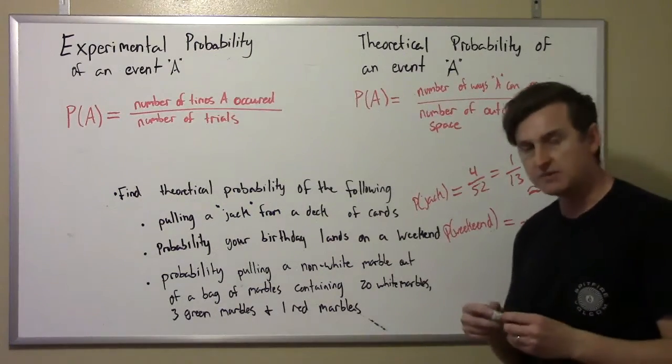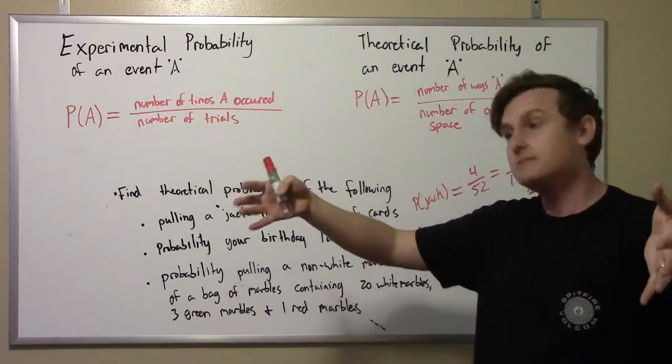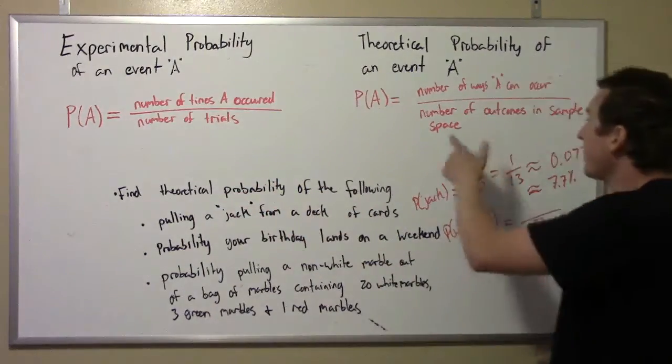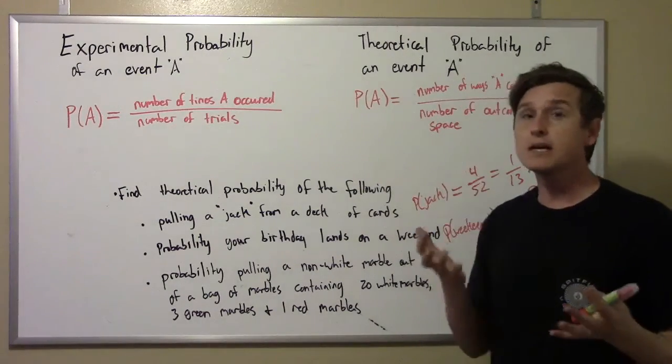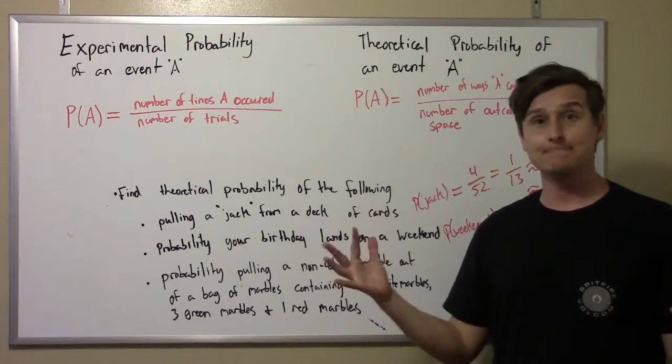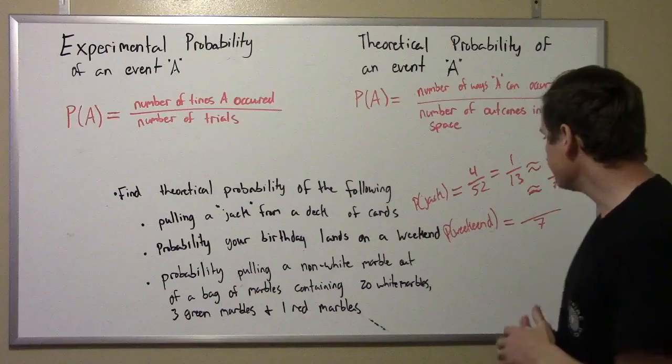Monday, Tuesday, Wednesday, Thursday, Friday, Saturday, Sunday. That's your sample space. Your sample space is that list of days of the week. Now the number of outcomes in the sample space is 7. So sample space isn't usually a number. Sample space is usually a list. And then the number of outcomes in that space is a number.